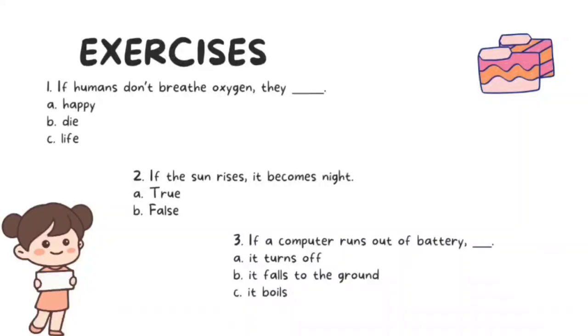Alright, the first one. If humans do not breathe oxygen, they die. The answer is B. Second one. If the sun rises, it becomes night. The sentence is false because if the sun rises, it becomes day. For the last one, if a computer runs out of battery, it turns off. Yes, the answer is A. That's all from me.